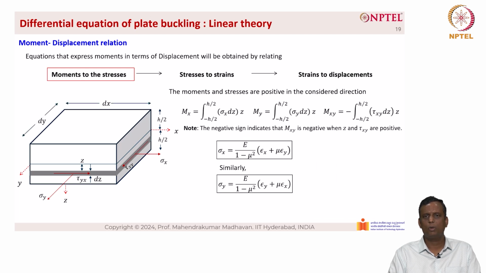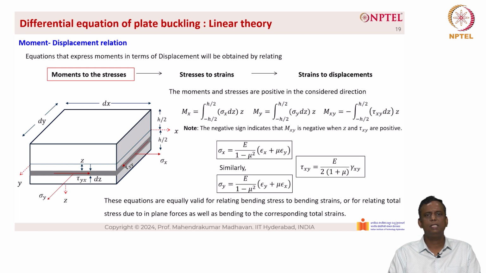Similarly, we have sigma y equal to E by 1 minus mu square into epsilon y plus mu into epsilon x, and tau xy equal to E by 2 into 1 plus mu into gamma xy. These equations are equally valid for relating bending stress to bending strains or for relating total stresses due to in-plane forces as well as bending to the corresponding total strains.